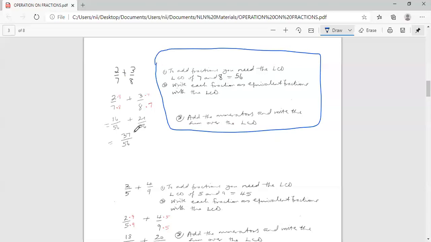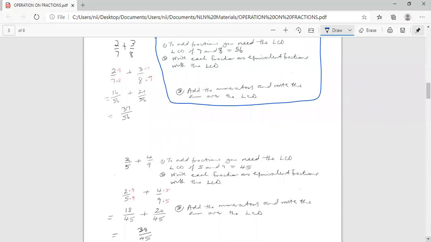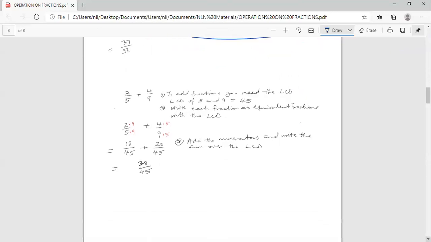All right. Now we can add the numerators, 16 plus 21. That gives me 37 over the common denominator. So we have 37 out of 56 parts. Great. So I hope you now feel comfortable finding the LCD and also writing fractions as equivalent fractions before adding them. All right, test yourself again on this.